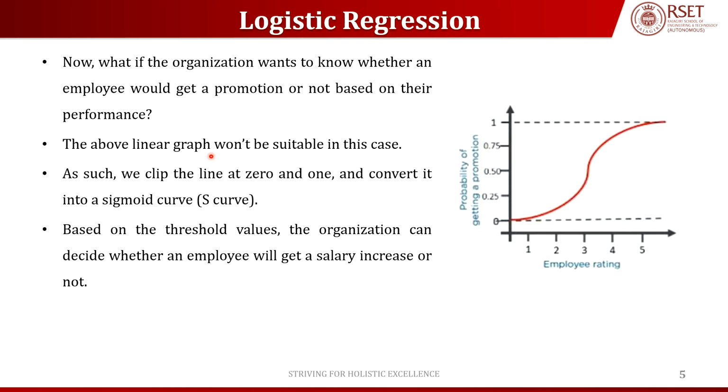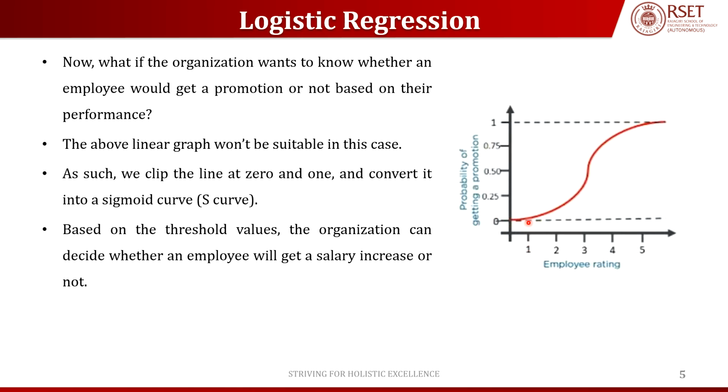Here the linear graph will not be suitable. That is why we are going to clip the line at 0 and 1 and convert that straight line into a sigmoidal curve, or S curve. The shape of this curve is S, and it is clipped at 0 and 1. This is how the curve will look in the case of logistic regression.